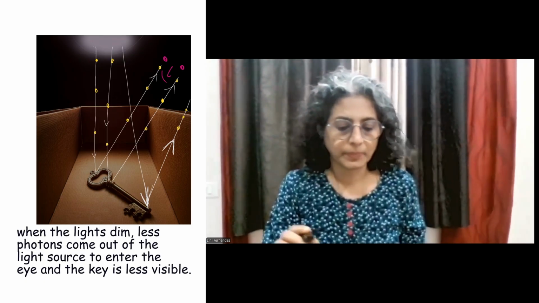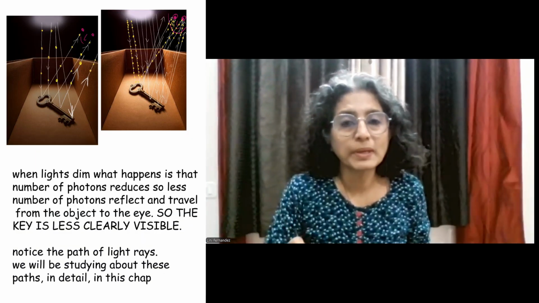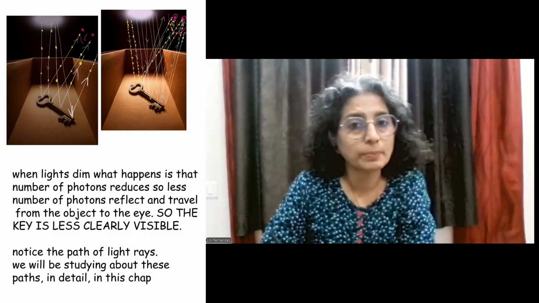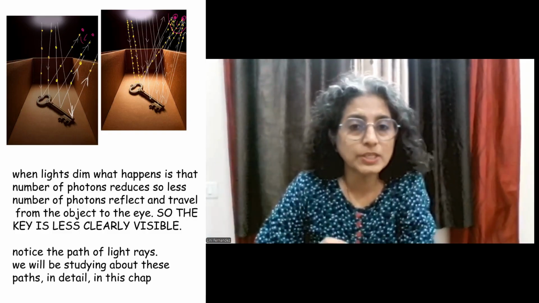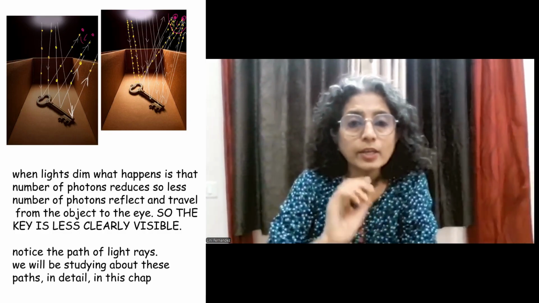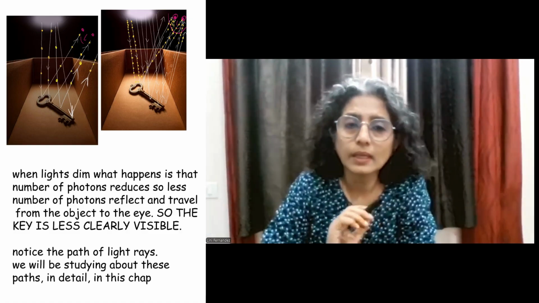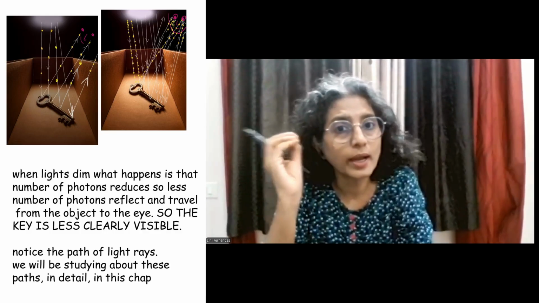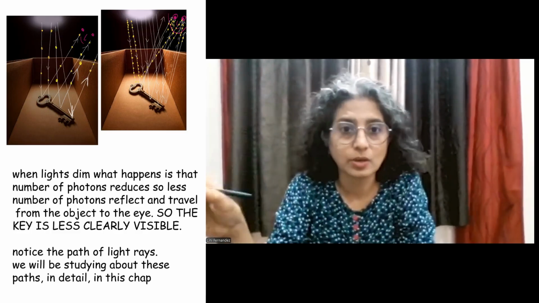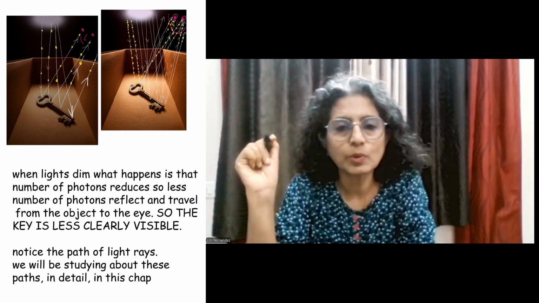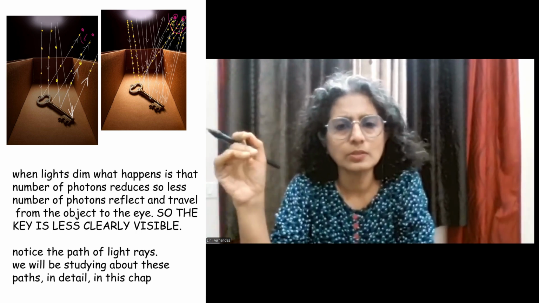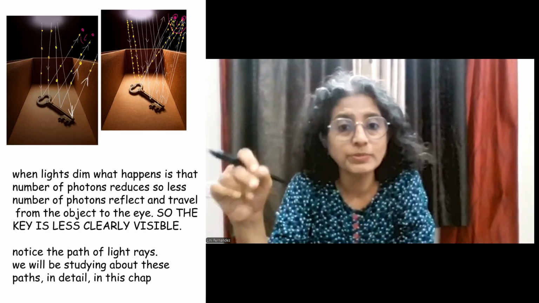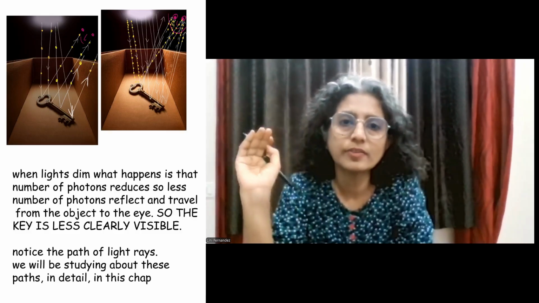I'll show that again. See, there are two pictures here. The first one shows a dim light and the other one shows a bright light. In the picture where the light is dim, you get to see that the number of photons is less. So imagine this in your eyes when we are drawing the ray diagrams later on. Now, when light dims, the number of photons reduces. So, fewer photons reflect and travel from the object to the eye, and the key is less clearly visible.